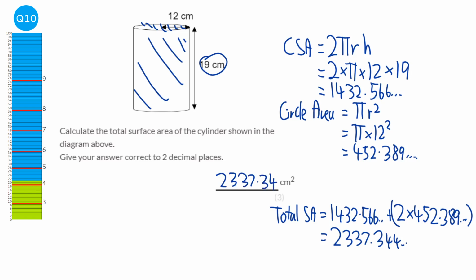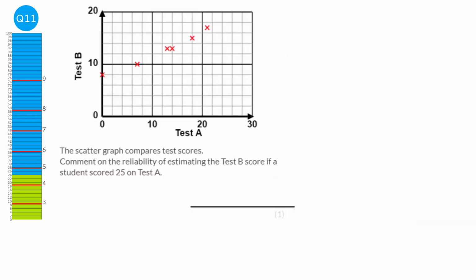So to make estimates from a scatter graph, we've got to first of all draw a line of best fit, which would be something like this. And what we'll do is to find an estimate of test score B, given the fact they got 25 on test A, means that we would draw a line up from test A at 25, should be here, and then across, and that's how we'd make the estimate.